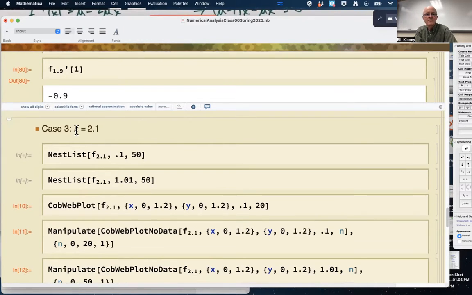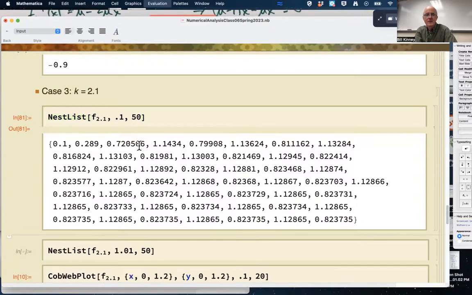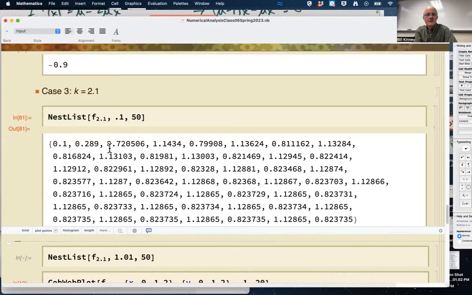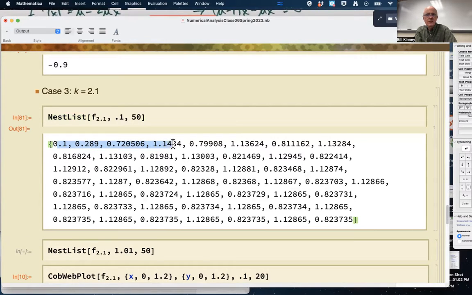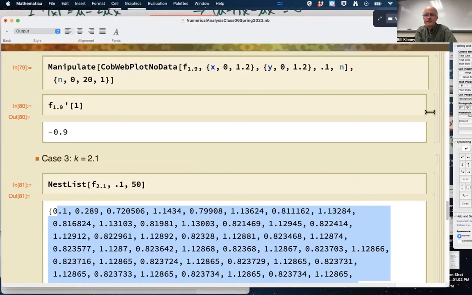All right, let's go above k equals 2. Let's go to k equals 2.1. So it starts out similar. We start out, once again, increasing and shooting above 1, so we shoot back below. But in the long run, it's not approaching 1. So it's different in the long run. The fixed point 1 is no longer stable.